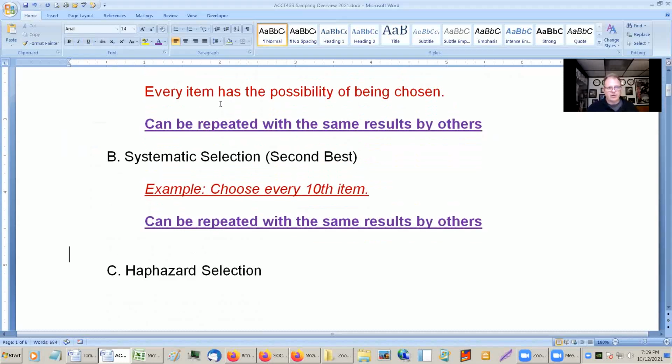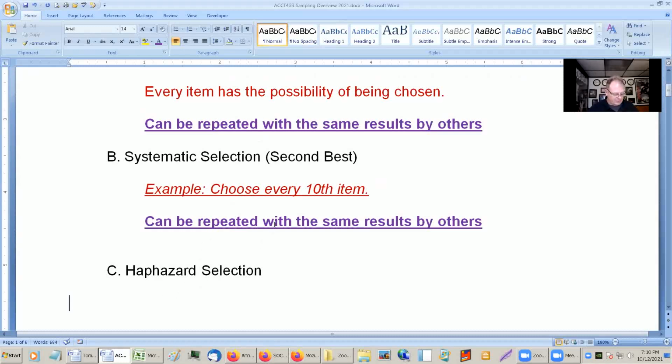Okay, so these two can both be repeated. These two are the ones you'll see mostly in auditing. Because in auditing, everything has to be repeatable with the same results. You may not have the same judgment. You know, maybe you think that $10,000 is material and someone else thinks that $10,000 is immaterial. That's fine. But the results should be exactly the same.